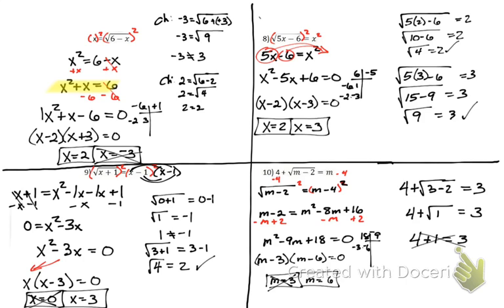And then we check 4 plus the square root of 6 minus 2 equals 6. 4 plus the square root of 4 equals 6. 4 plus 2 equals 6. That does work, so the only answer is m equals 6. Alright, very good. That is solving radical expressions. So let's move on to a story problem.